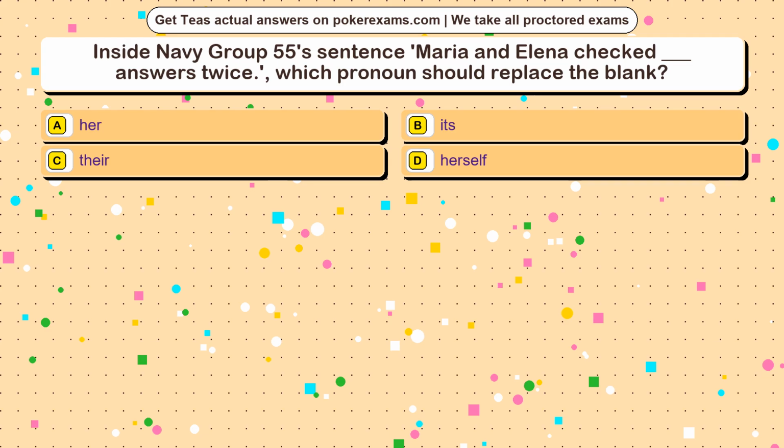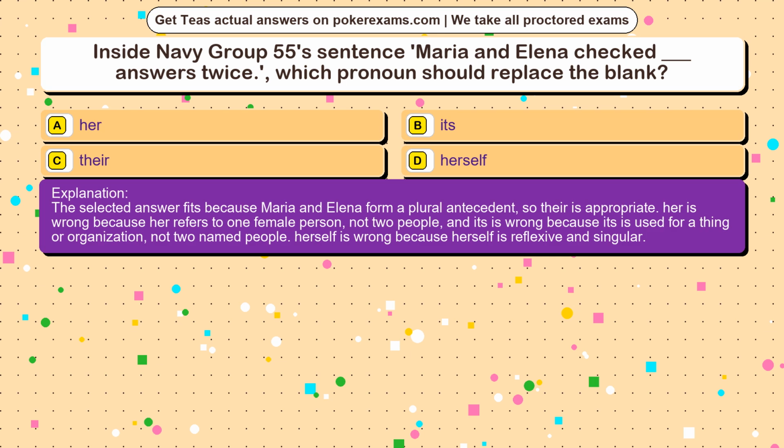The correct answer is option. The selected answer fits because Maria and Elena form a plural antecedent, so their is appropriate. Her is wrong because her refers to one female person, not two people, and its is wrong because its is used for a thing or organization, not two named people. Herself is wrong because herself is reflexive and singular.